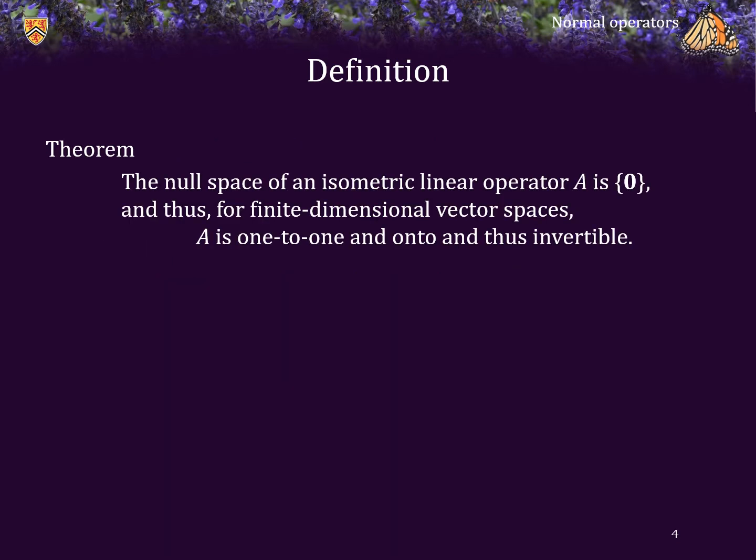Here's our first theorem. The null space of an isometric linear operator A is the zero vector. And thus, for finite dimensional vector spaces, A is one-to-one and onto and thus invertible.